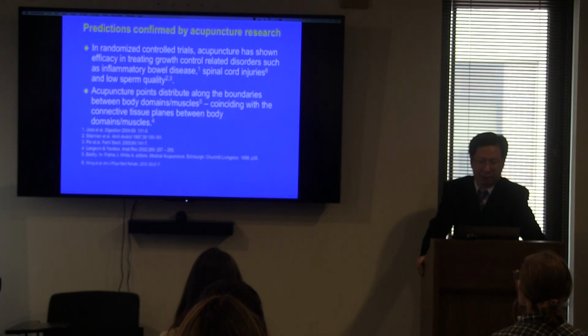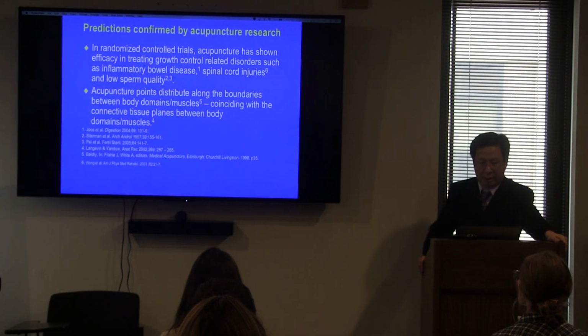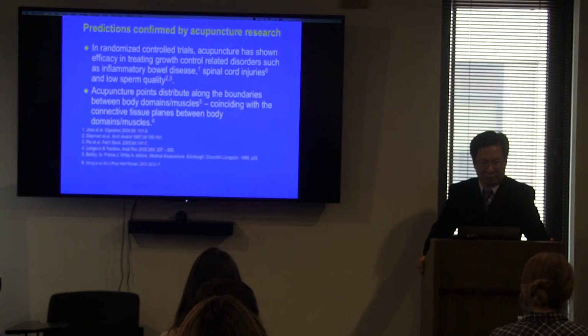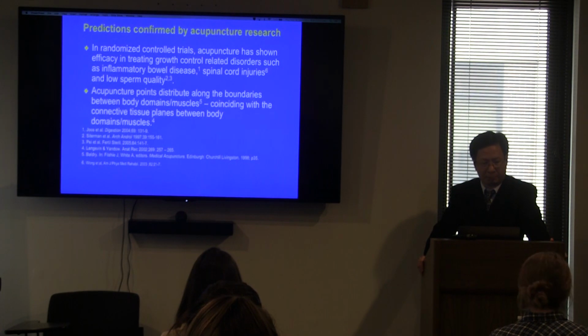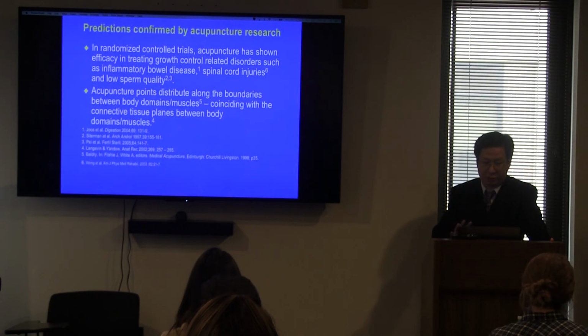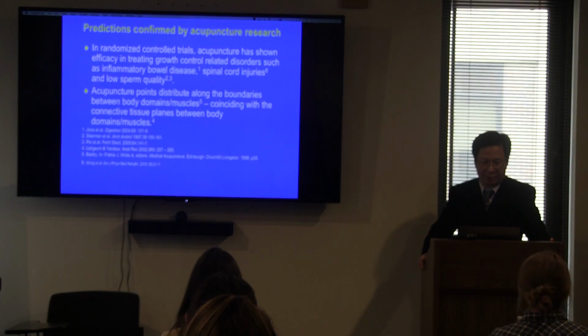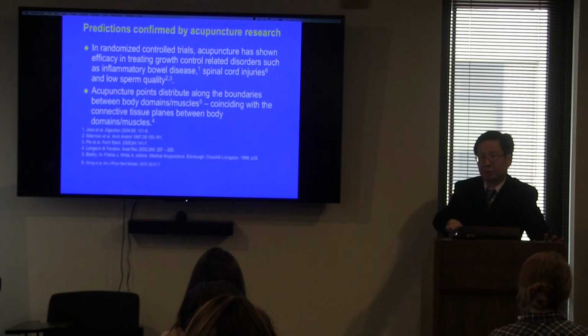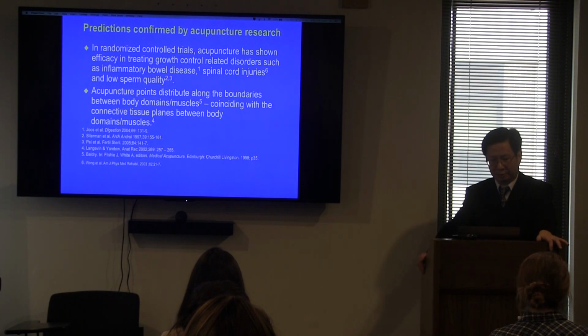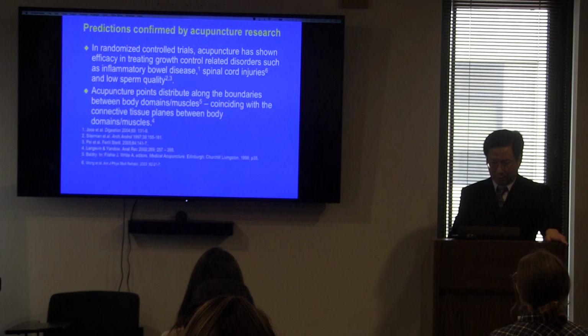Other predictions confirmed by acupuncture research include, in randomized control trials, acupuncture has shown efficacy in treating growth control related disorders, like inflammatory bowel disease, spinal cord injuries, and low sperm quality. I guess you studied before that the acupuncture points tend to be distributed along the connective tissue planes. That's also consistent with the concept of boundary and separatrix. Between different body domains, you expect that's where the connective tissue is, and that should have a higher density distribution of the acupuncture points.